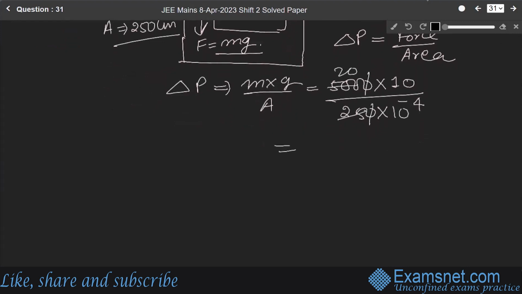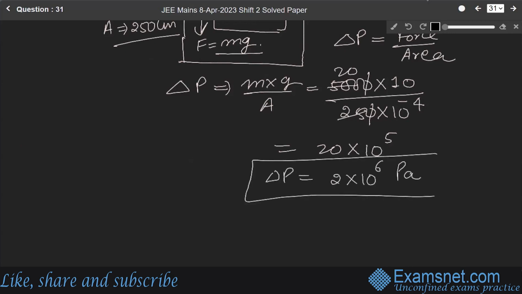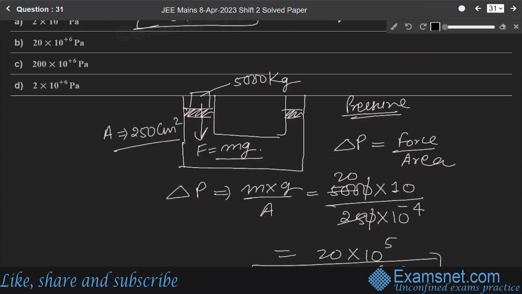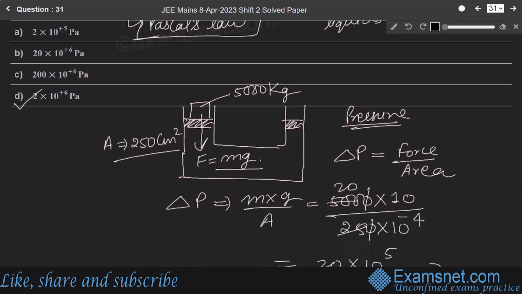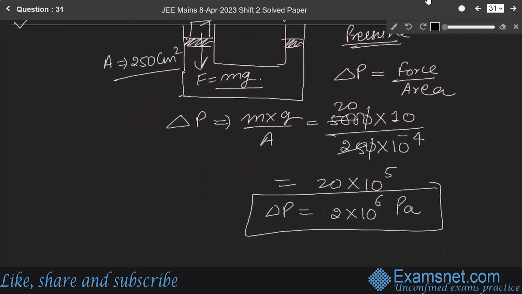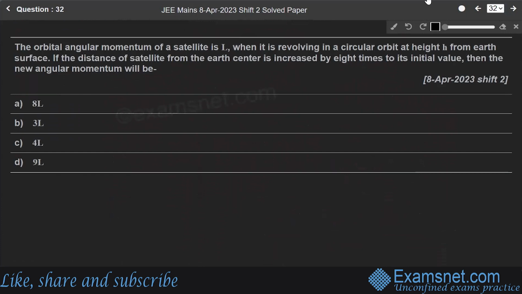Solving it, 5000 into 10 over 250 into 10 to the power minus 4 will be equal to 2 into 10 to the power 6 pascals. So the pressure is 2 into 10 to the power 6 pascal. So the correct answer is option D, 2 into 10 to the power 6 pascal. Okay.